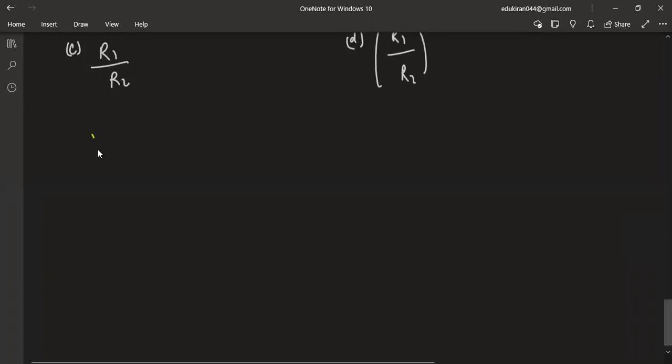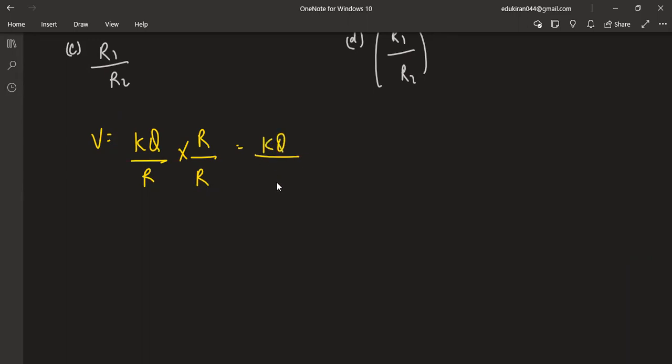See, potential for a charged sphere, this is KQ divided by R. What can we do? We can multiply and divide it by R. That is KQ by R square into R, or you can directly write electric field into radius, right? So V1 by V2 is E1 R1 by E2 R2, right? This is what you can write.